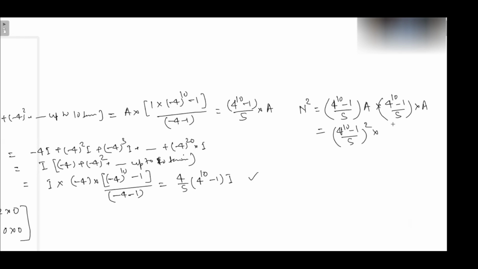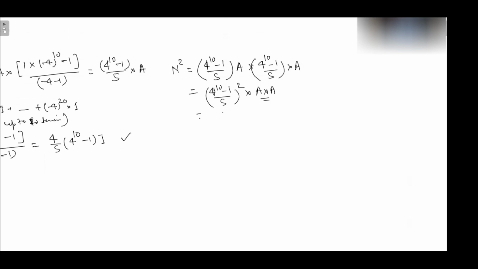And this will be A into A again, which we have already calculated as minus 4 square into I. So this will become 4 raised to the power 10 minus 1 whole square upon 5, whole squared actually, into minus 4 square into I. So you could write it as 16 by 25, and then 4 to the power 10 minus 1 whole square into I.